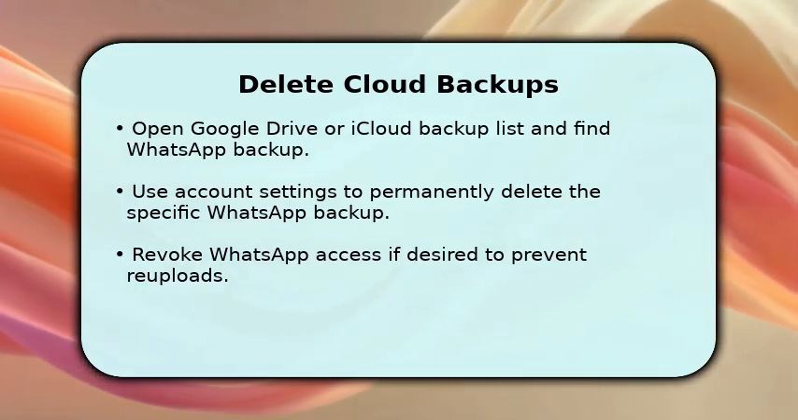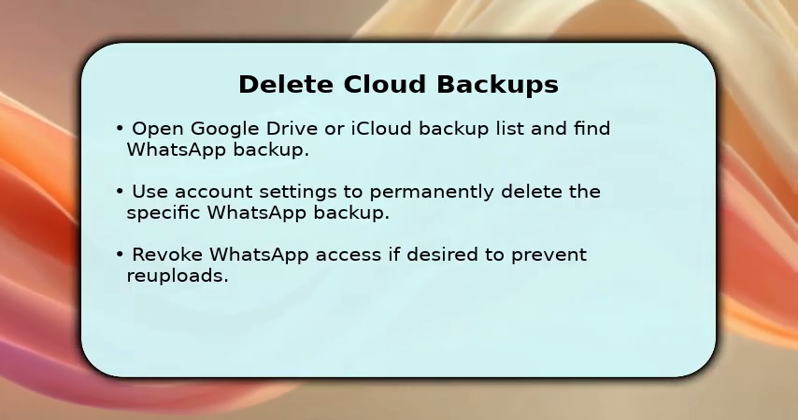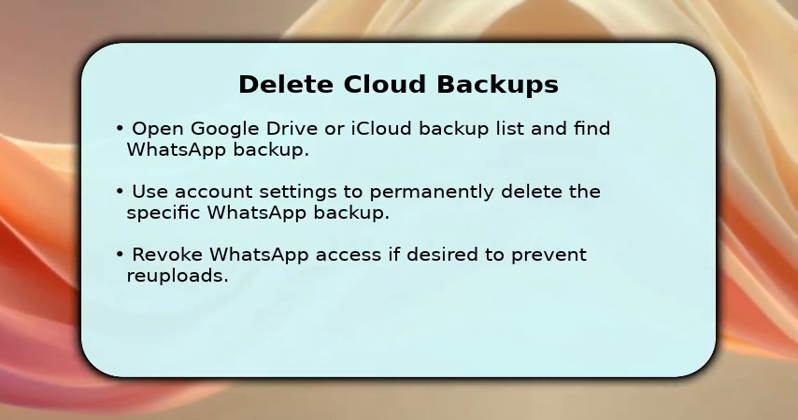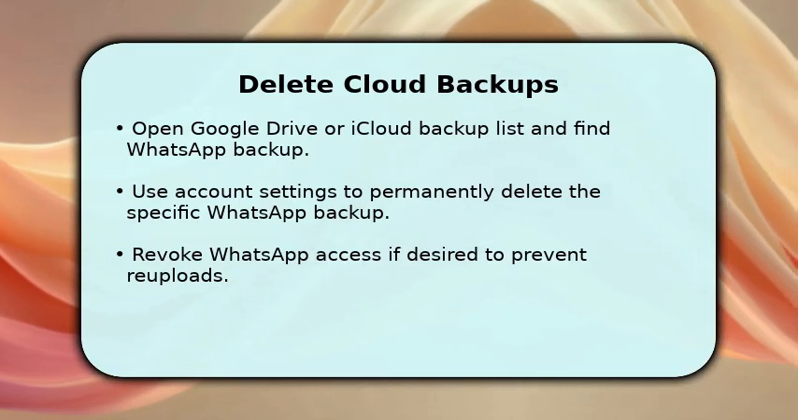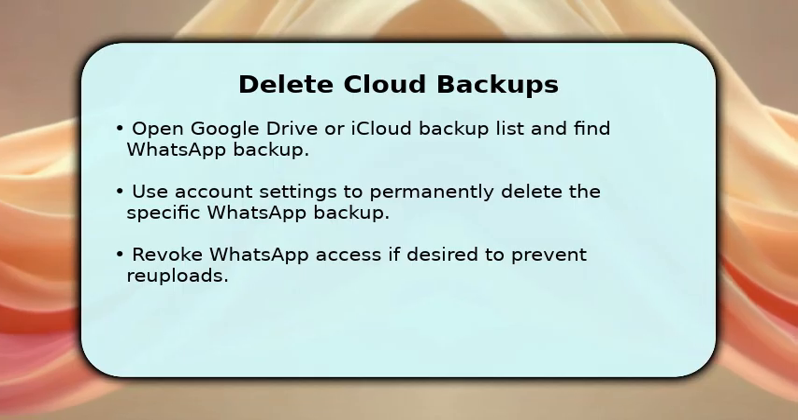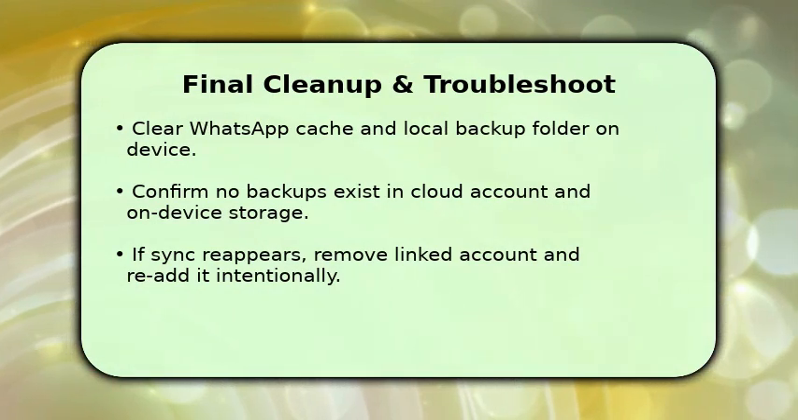Once deleted, return to WhatsApp and clear local chat backups via Settings, Chats, Chat Backup to remove residual files on the device. If you want extra safety, revoke the app's cloud permissions so no new automatic backups occur. Finish by removing local backup files and clearing the app cache so no remnants remain on your phone.